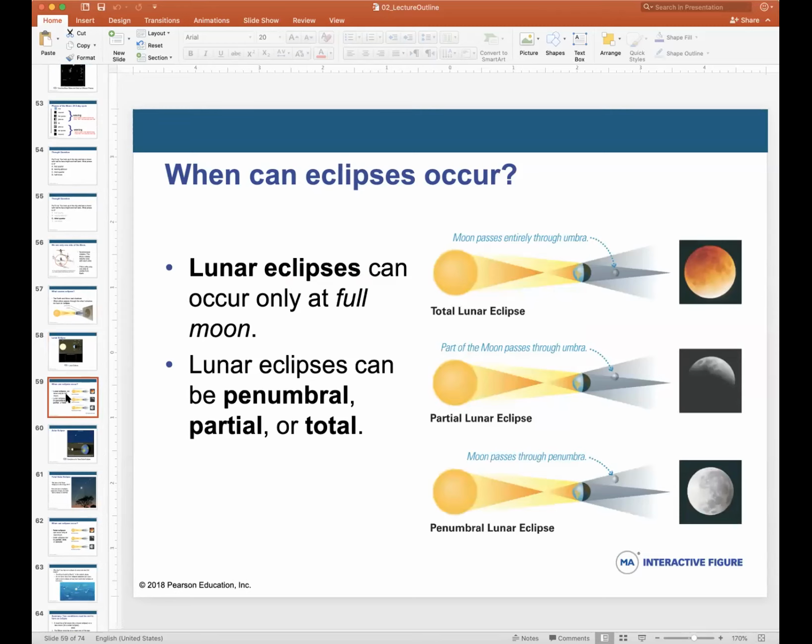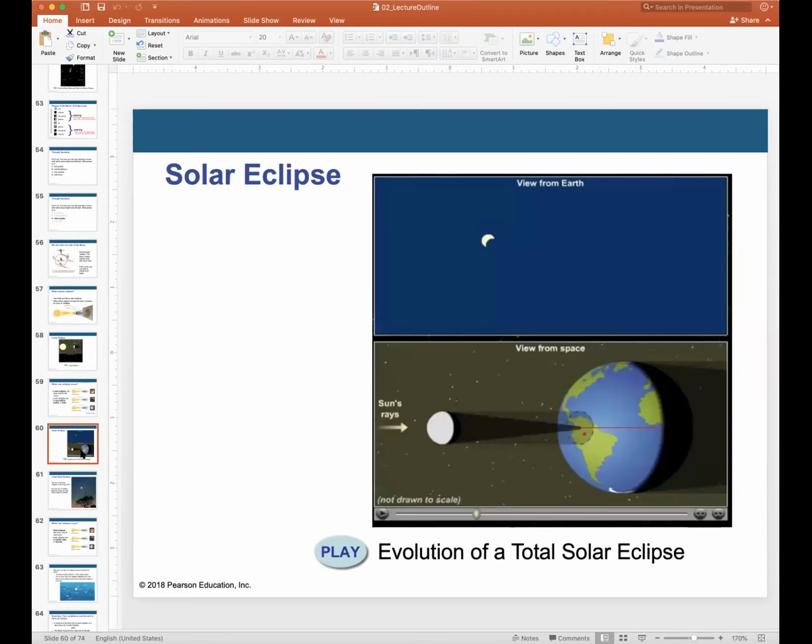Okay, so lunar eclipses can occur only at full moon, because the moon is on the opposite side. If this is Earth, the moon and sun are on opposite sides of the Earth. Lunar eclipses can only occur on full moons. Lunar eclipses can be penumbral, partial, or total. So we just talked about it.